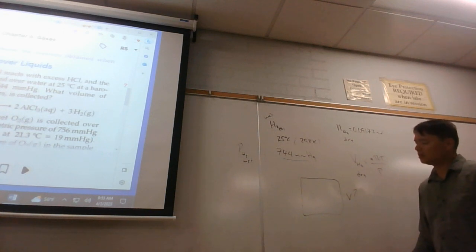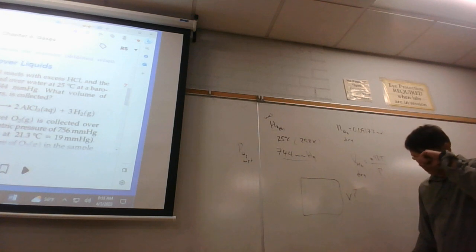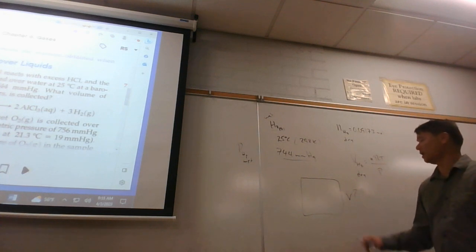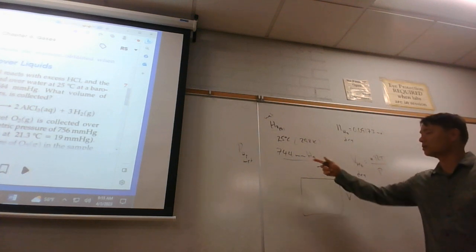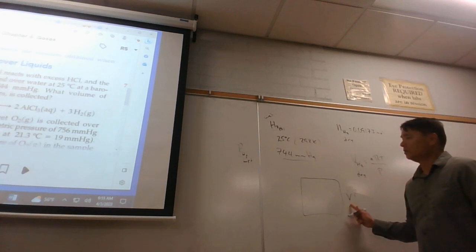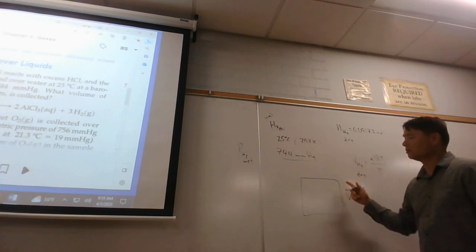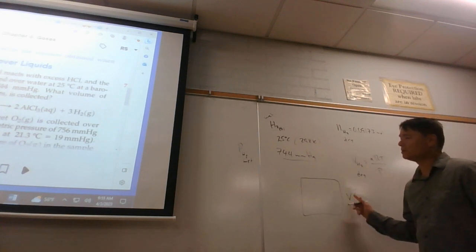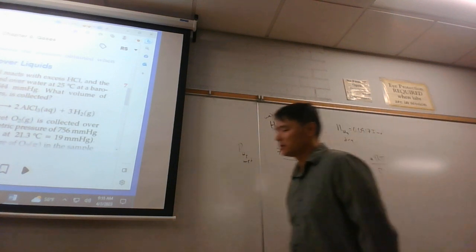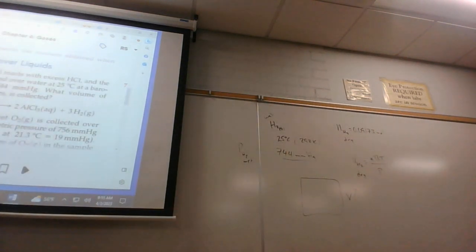So if we visualize this as a Dalton's mixture, all the volumes are the same. So the volume of the wet hydrogen is equal to the volume of the dry hydrogen, which is equal to the volume of the water vapor. But the problem is the pressure isn't all going to be the same. So we have to figure that out. They don't give us the information, so we have to look it up. We have to look at the vapor pressure of water at 25 degrees C.